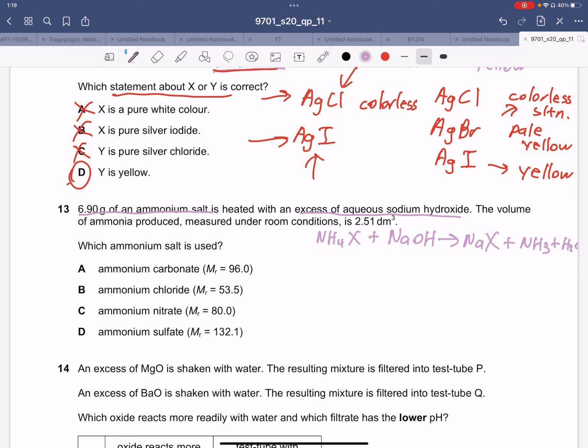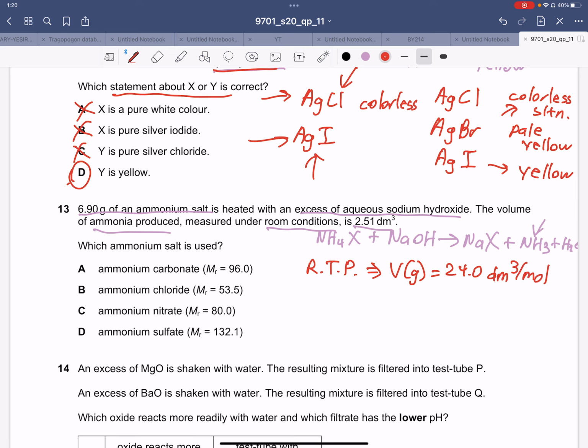So the volume of ammonia produced, that's this ammonia right here, measured under room conditions is 2.51 decimeters cubed. During room conditions, you should know this, at RTP, which is room temperature and pressure, the volume of gas is equal to 24.0 decimeters cubed per mole.